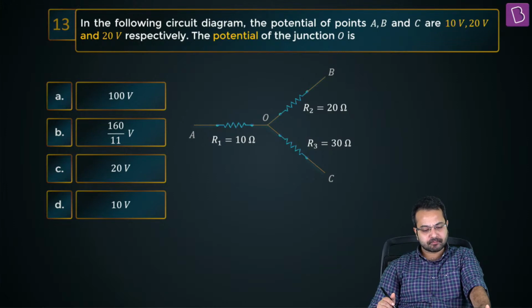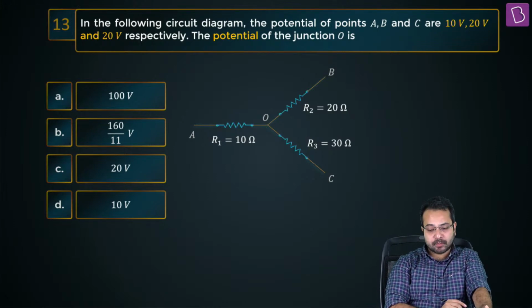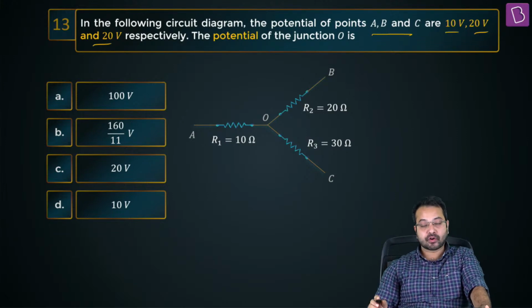Perfect. Let's move forward. In the following circuit diagram, the potential of points A, B and C are 10 volt, 20 volt and 20 volt respectively.